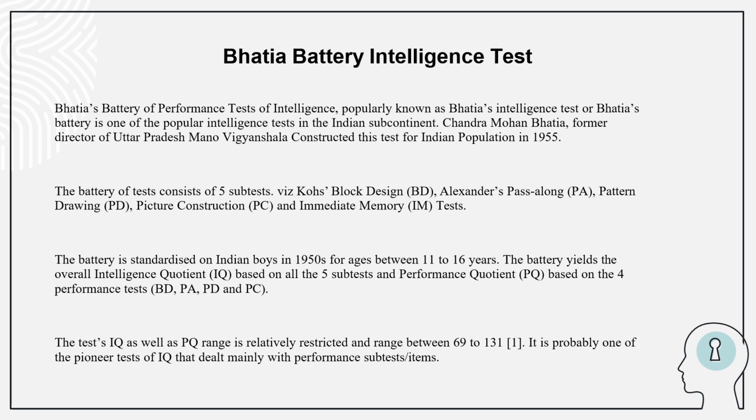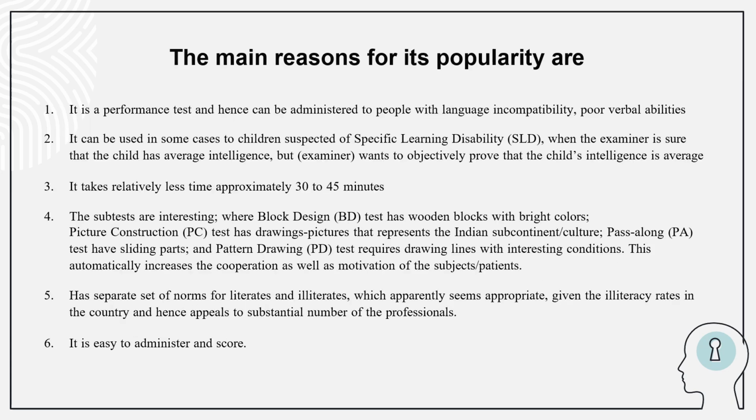The battery is standardized on Indian boys in the 1950s for ages between 11 to 16 years old. The battery yields an overall intelligence quotient (IQ) based on all the 5 subtests and a performance quotient based on the 4 performance tests. The test's IQ as well as PQ range is relatively restricted, between 69 to 131. It is probably one of the pioneer tests of IQ that dealt mainly with performance subtests or items. The main reason for the popularity of the Bhatia battery is that it is a performance test and hence can be administered to people with language incompatibility or poor verbal abilities.